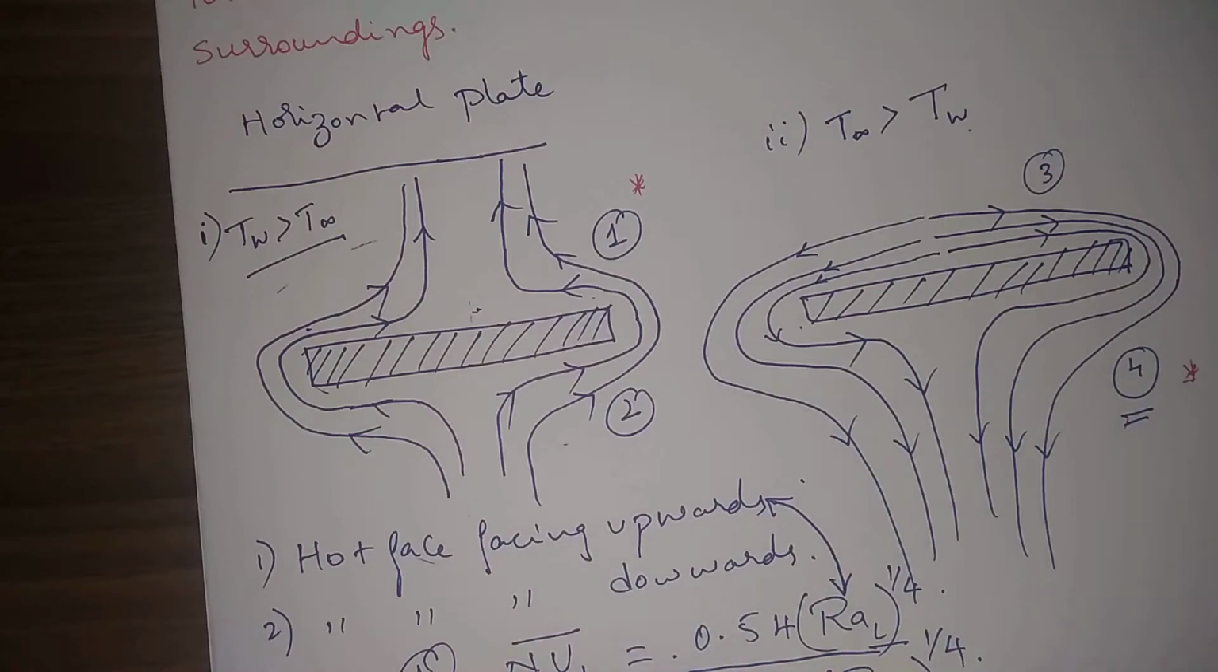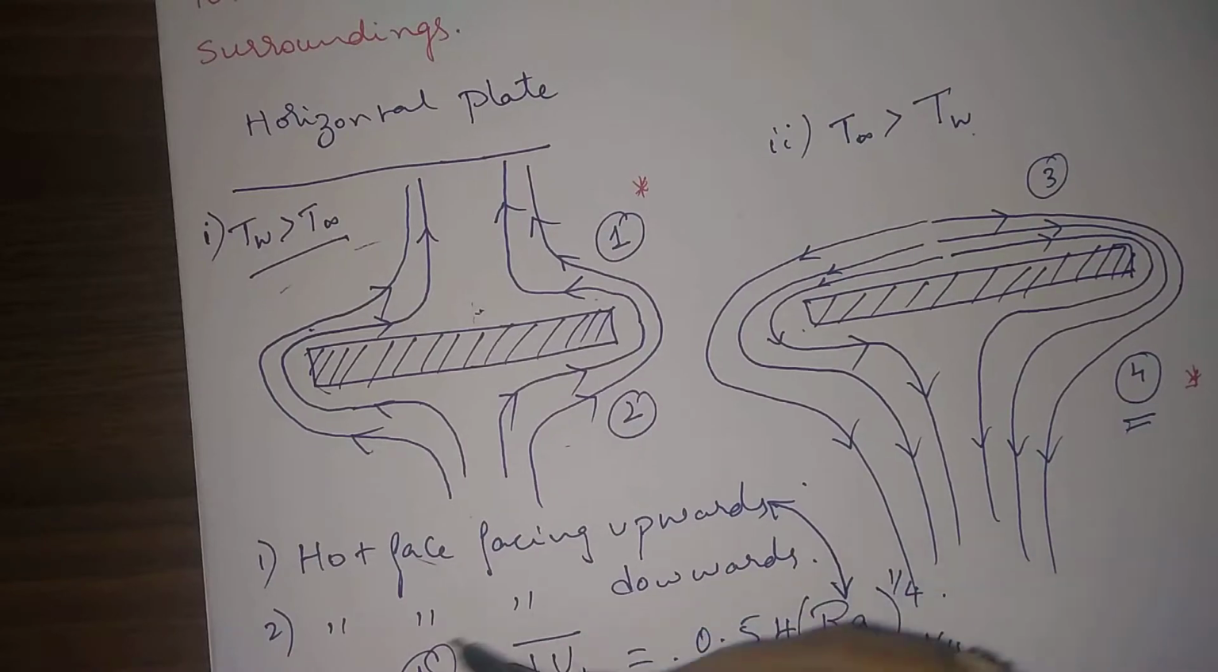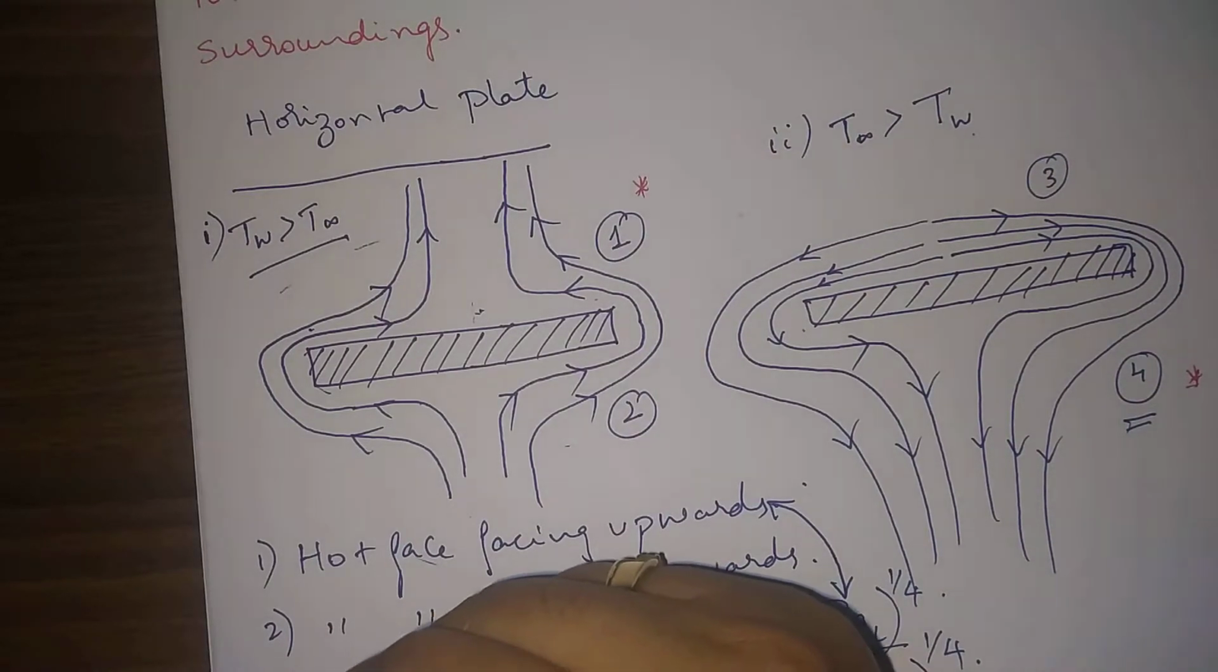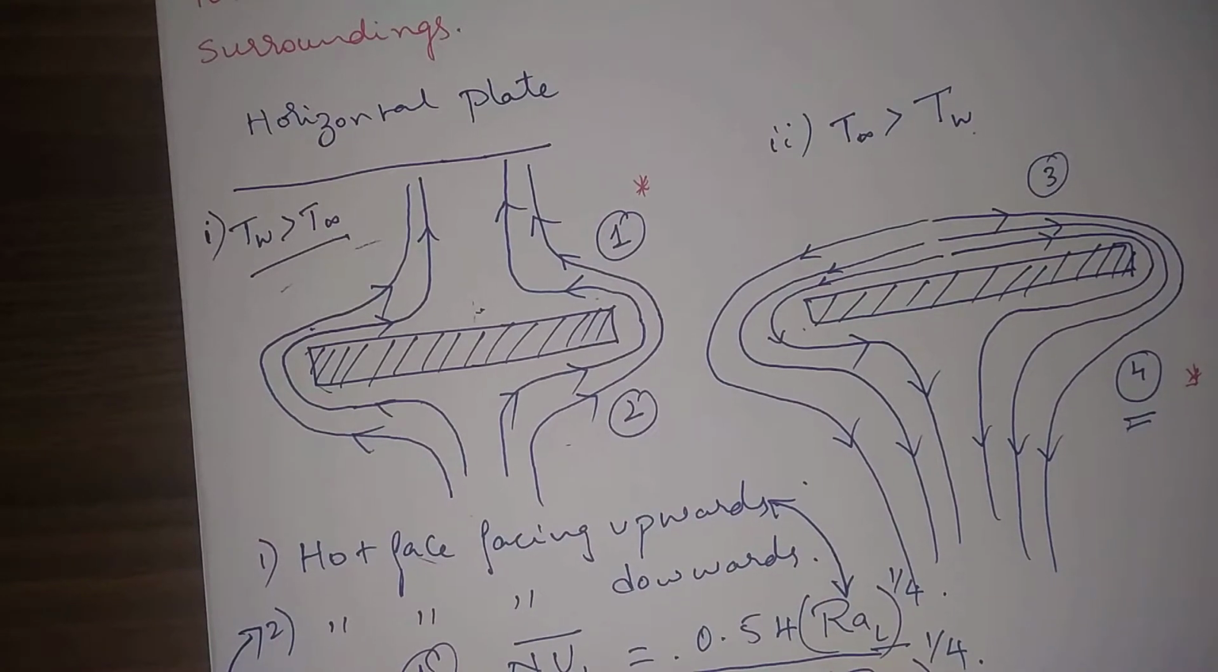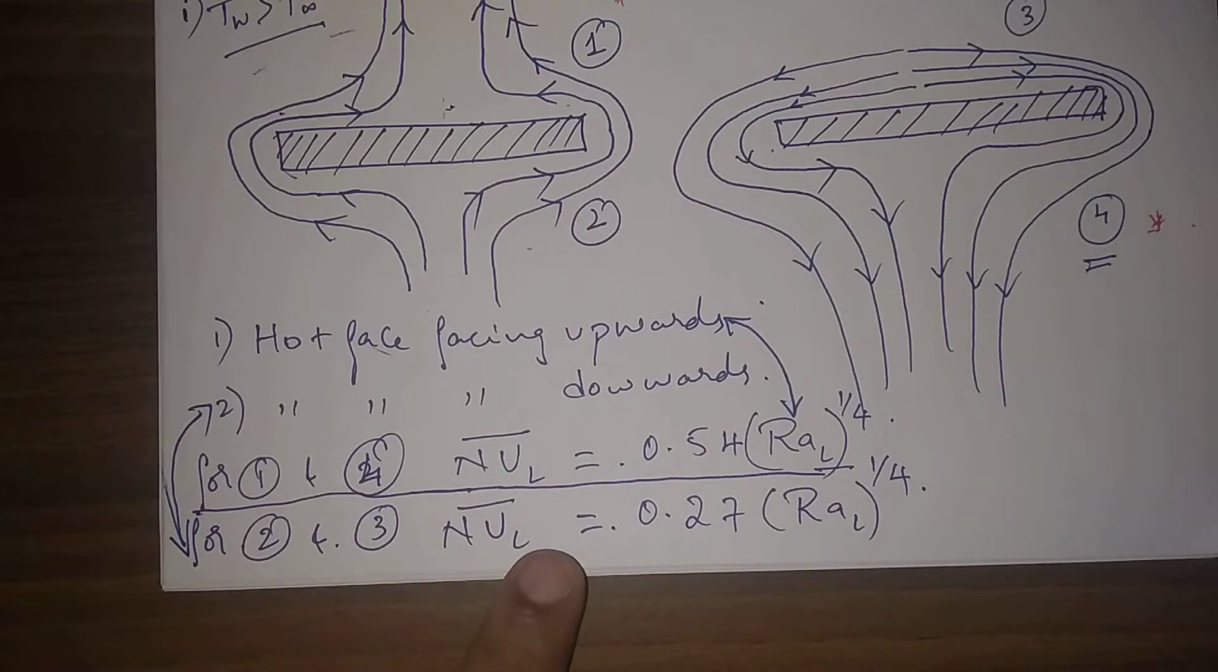Now for 2 and 3, that is Nu_L average, that condition is the same as this condition. That is, the average Nusselt number is 0.27 Ra_L to the power of 1 by 4. Okay, we are going to use these two things.